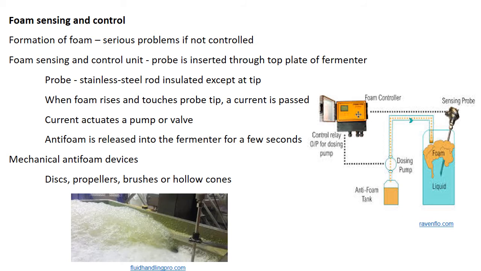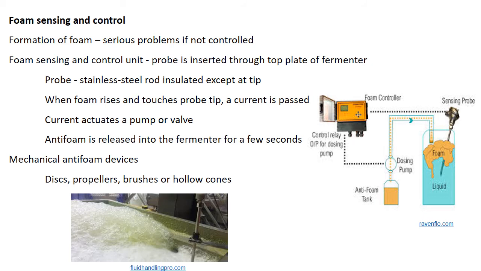In a foam sensing and control unit, a probe is inserted through the top plate of the fermenter. The probe is generally a stainless steel rod, insulated except at the tip. It will be set at a defined level above the broth surface. When the foam rises and touches the probe tip, a current will be passed through the probe, with the foam acting as an electrolyte and the vessel acting as an earth. This current flow will actuate a pump or valve, which initiates the release of anti-foam into the fermenter for a few seconds depending upon the process time settings.